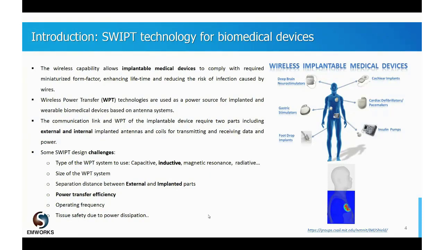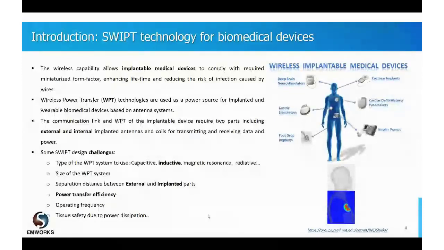Instead of having to take out and replace a battery, you can just power it wirelessly. And obviously, these sensors and implants need to communicate information back, so we need to be able to communicate with them. What are the most efficient ways to communicate with these devices while powering them? This is where SWIPT technology can become really interesting.